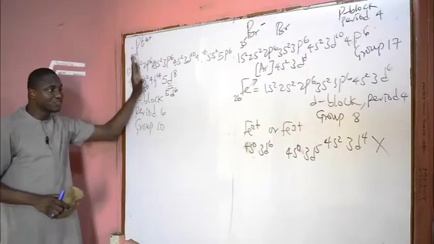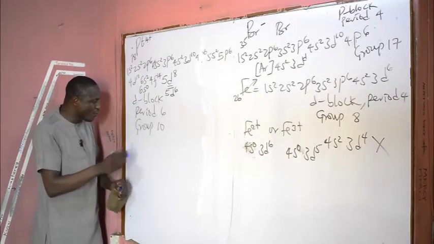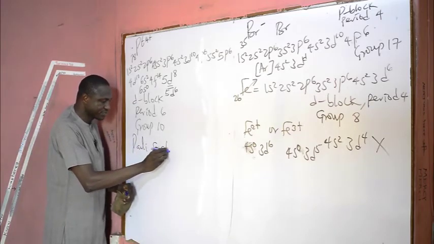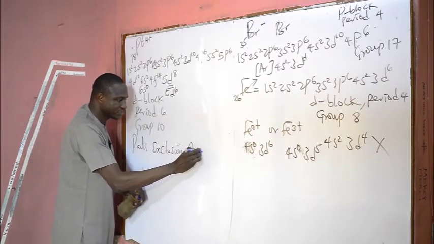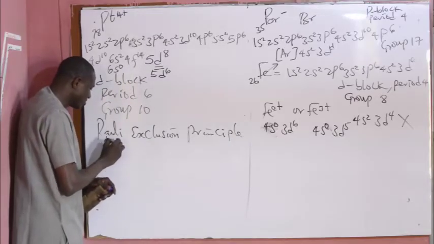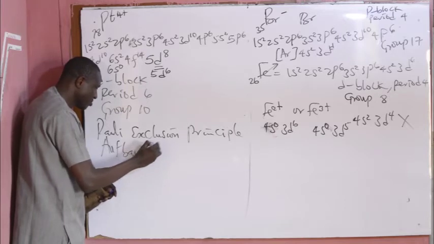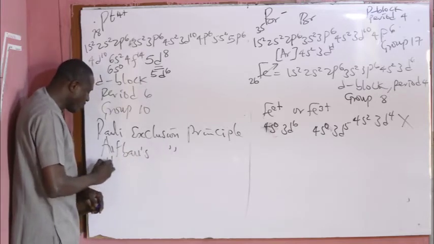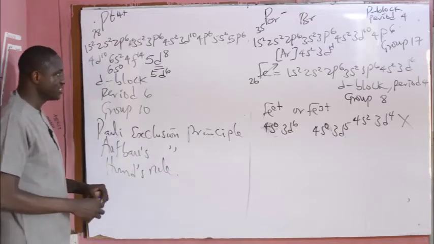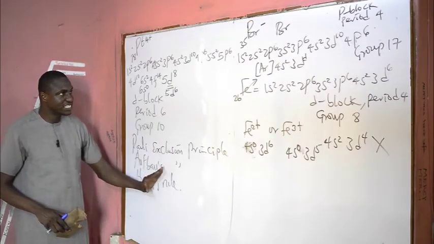There are rules that govern this, and the first is the Pauli exclusion principle, while the other is the Aufbau principle, and we have Hund's rule. This is going to be the basis of our discussion in the next episode.